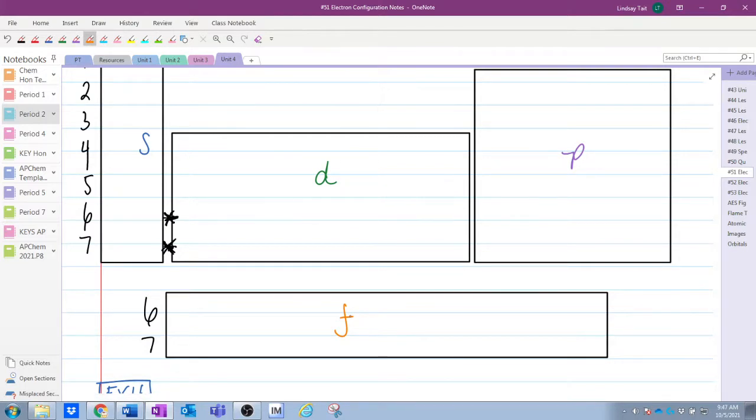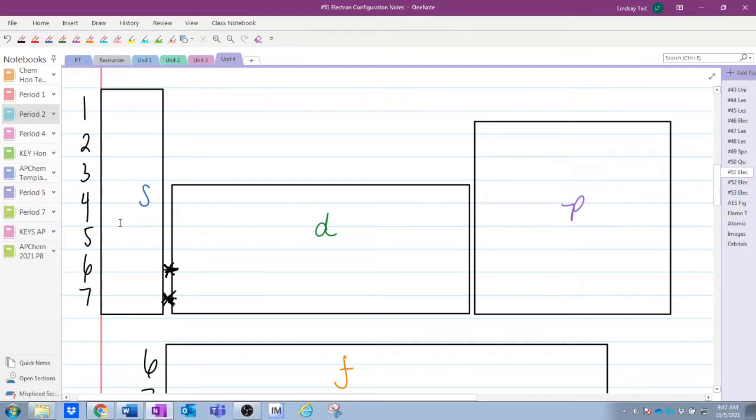In addition to that, we're going to be able to use the row numbers over here to say exactly which sublevel it is based on the energy level. When it comes to the S and the P block, the energy level will correspond directly to whatever row you're on. Meaning that hydrogen and helium are in the 1s sublevel because you're on the first row and you're in the S block.